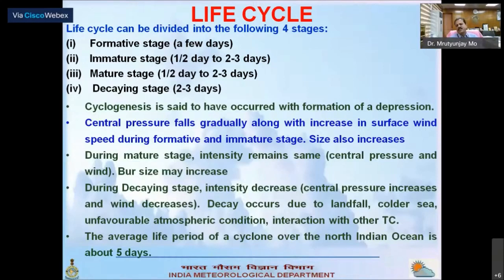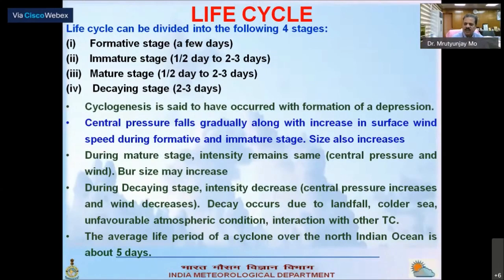Then comes the mature stage where no further increase in intensity occurs. The central pressure becomes constant, the wind associated with the cyclone becomes constant, but at that time, the size of the cyclone can also increase. So in the mature stage, while the pressure and wind remain the same, the size of the cyclone can even go on increasing. Then comes the decay of the system. The cyclone decays after attaining the mature stage. When the cyclone decays, the central pressure increases, the wind speed also decreases, and gradually the clouds get disorganized and it dissipates.